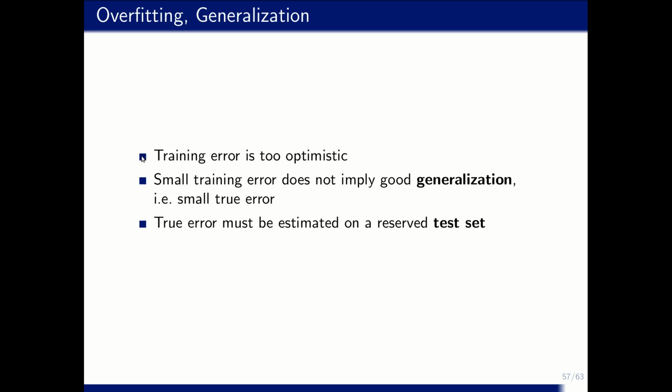So the training error is a too optimistic measure of the true classification error. And in particular, if we get a small training error, like with this polynomial of degree 10, this doesn't really imply good generalization. So this doesn't really mean that we discovered the underlying principle which generated this data. So small training error does not really imply that the true error is also small. So this is generally known as overfitting or as bad generalization. And therefore, in order to estimate the true error faithfully, we actually need to do this on a different set, so on a reserved test set.